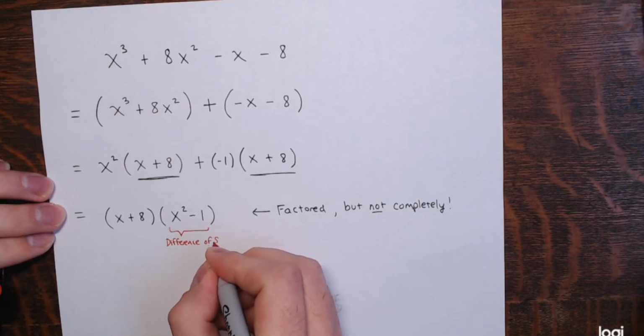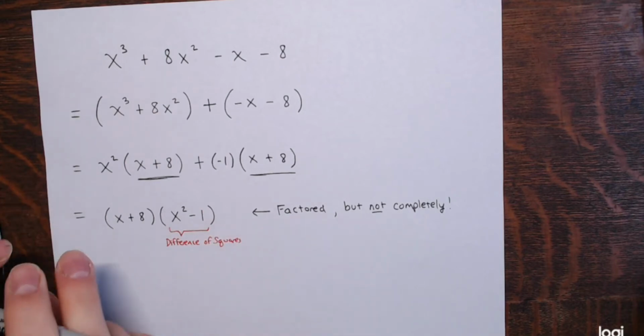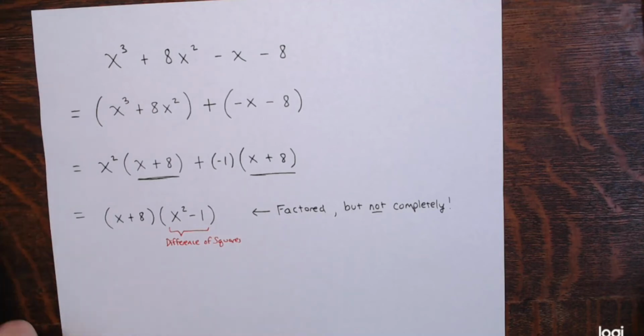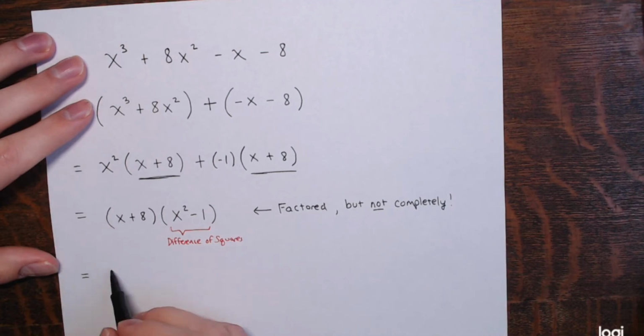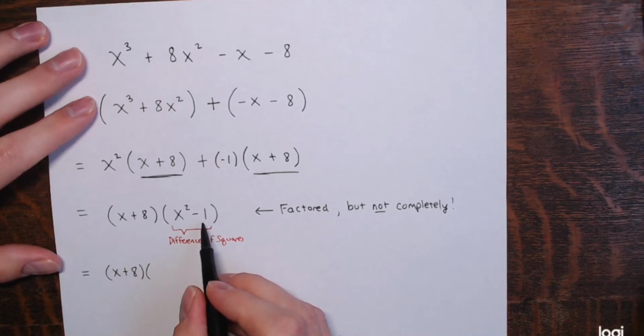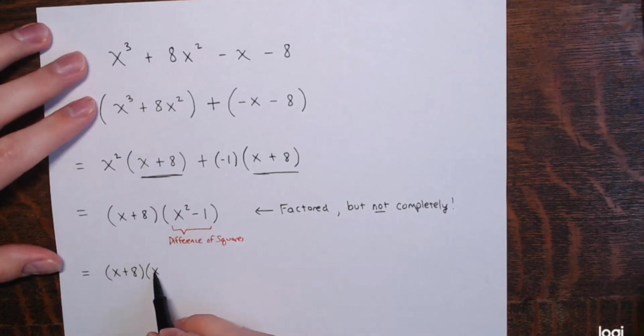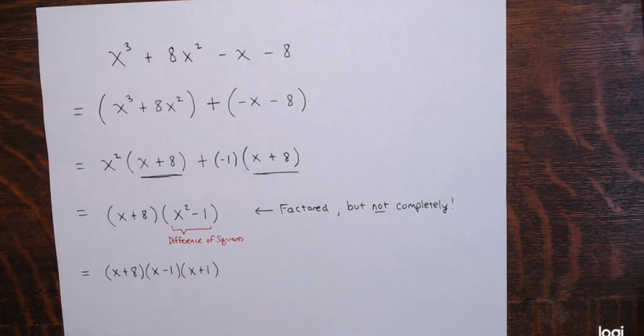It's just a difference of squares, and you saw this in section 1.5 part 2. So this would factor even further. So I've got the factor of x plus 8 still. And then this is x squared minus 1 squared, which would factor to x minus 1 times x plus 1. And I'm going to assume you know how to factor a difference of squares.